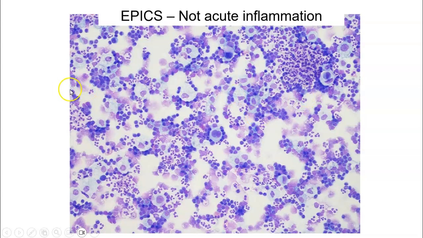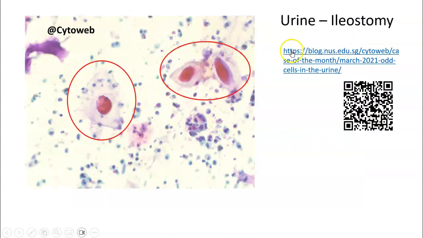This is why we often do direct smears without Epics, and then after that we do the cytospin preparations with Epics. And if there's a lot of blood without much inflammation in the direct smears, we will not report them as acute inflammation. And here is an example of an ileostomy urine sample where you can see these vegetable-like cells.